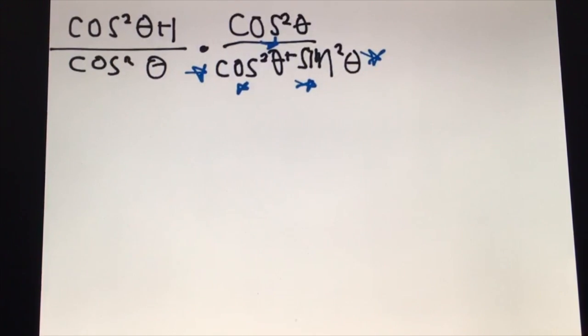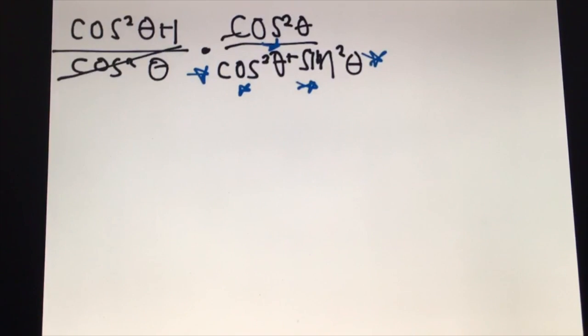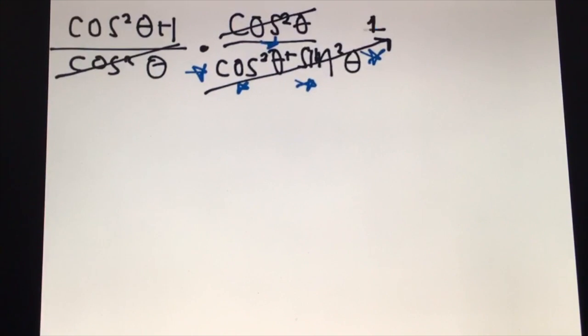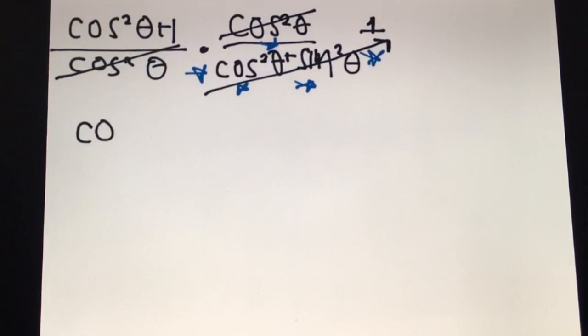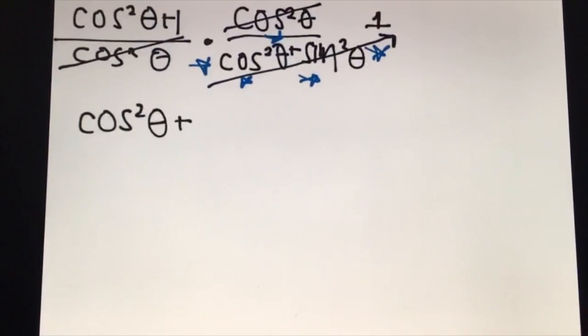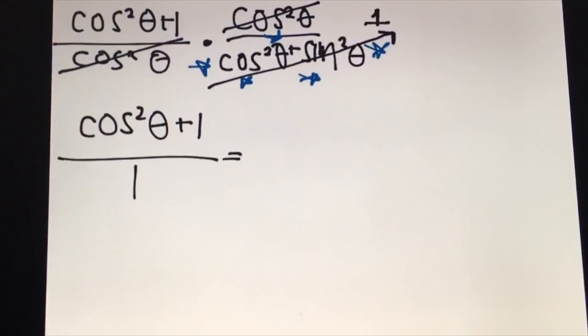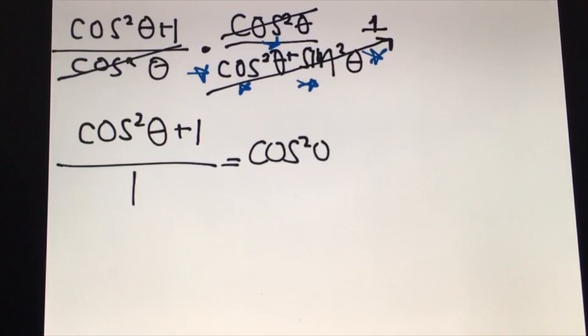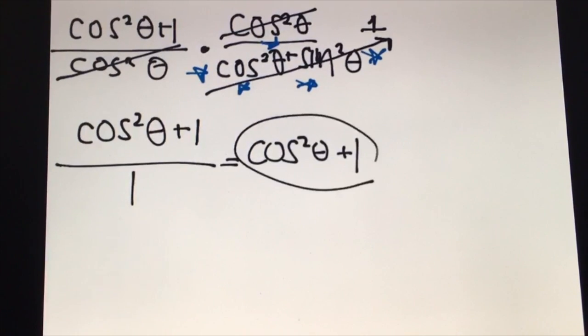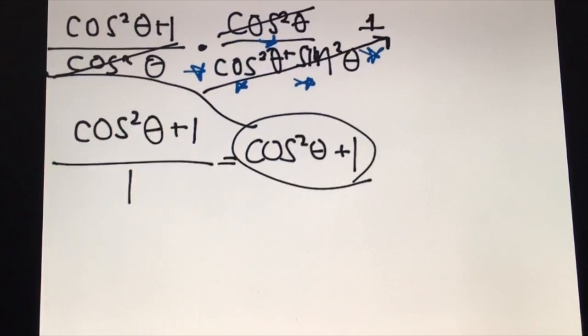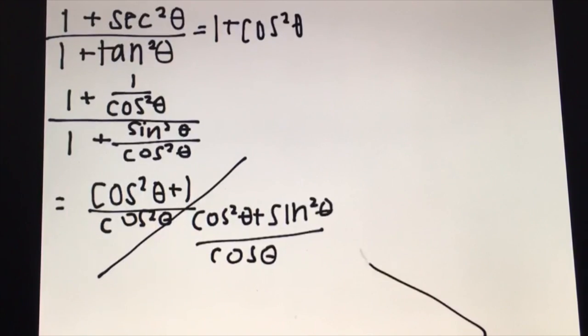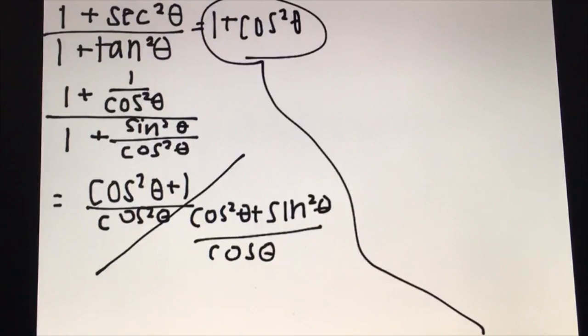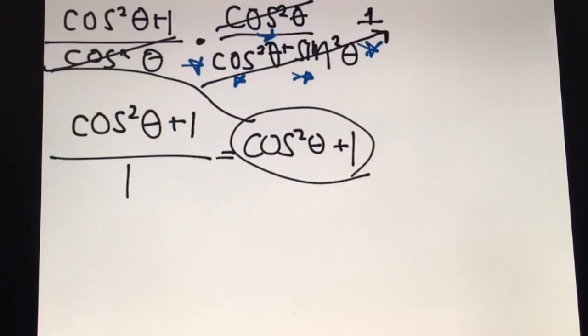So the cosine squared thetas will cancel out and this becomes a 1. So now we have cosine squared theta plus 1 over 1, which obviously just equals cosine squared theta plus 1. And that is what they wanted us to show here. So there's our trig proof.